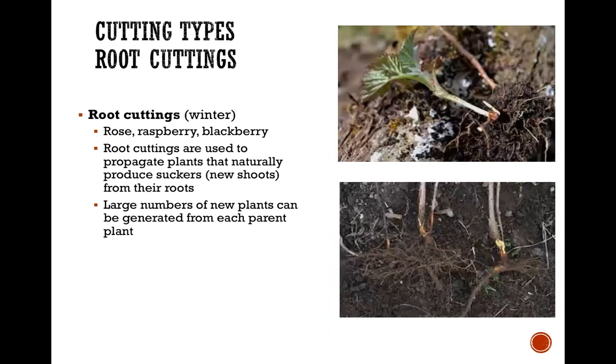In the wintertime, it's also possible to take root cuttings, especially from our brambles or members of the Rosaceae family, including rose. And so we do this here at the Alliance Garden. We dig up our roots and we propagate from there. And they're pretty easy to propagate in the wintertime. They're also dormant.